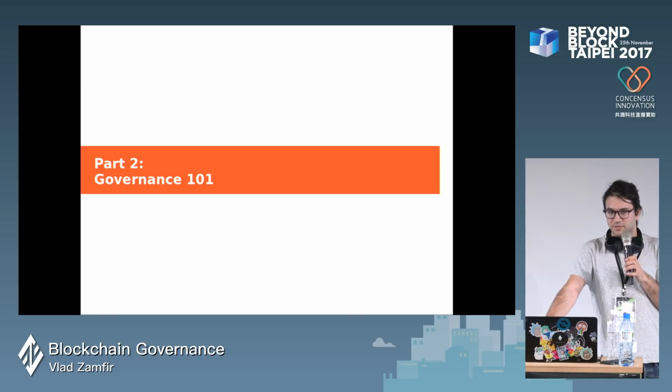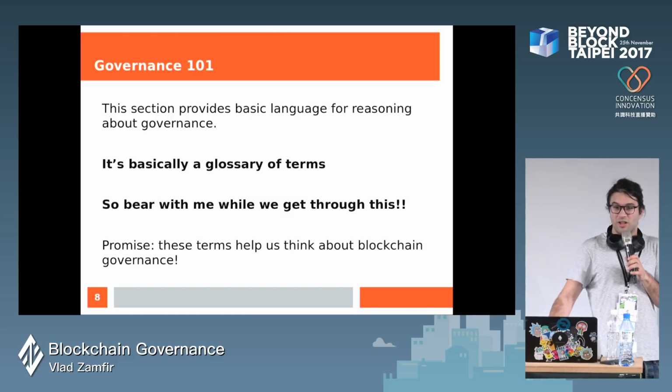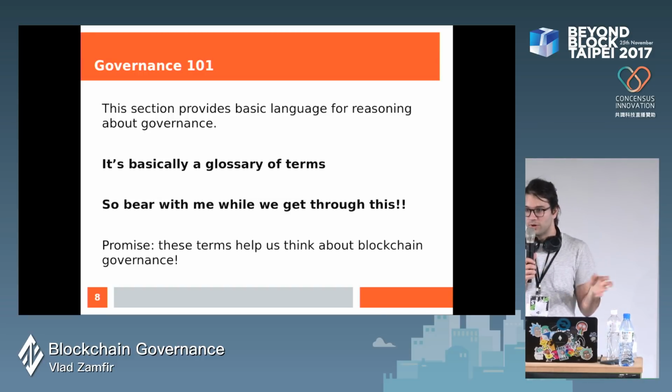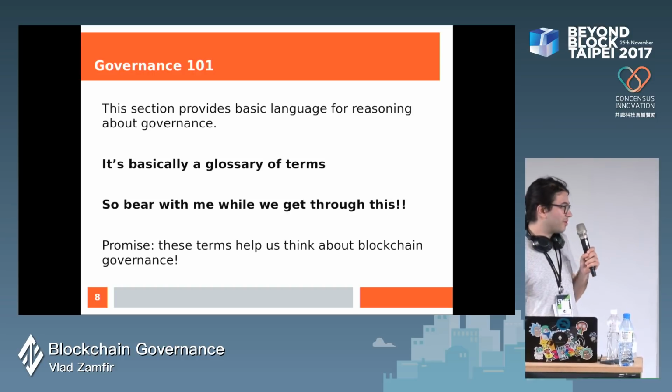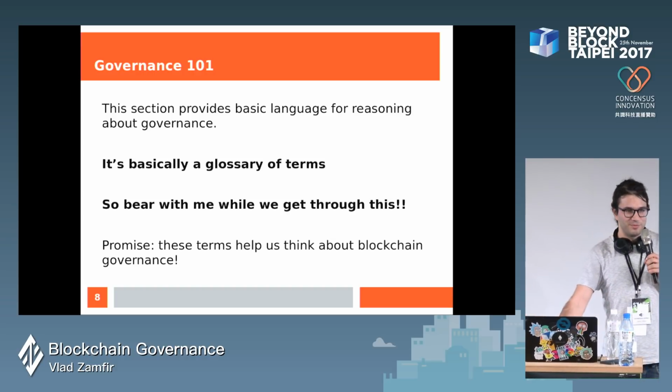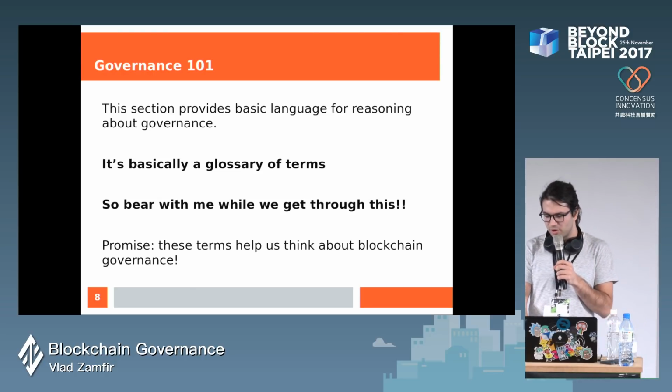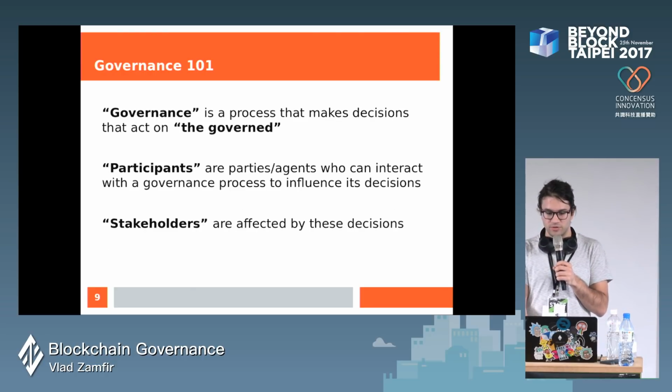So part 2 is going to be a glossary of terms. I'm going to go through a whole bunch of different terms which I promise will be useful for talking about governance. It's kind of long. It's going to be most of my talk. So bear through it, because it's totally going to be worth it, and all these terms should be useful for thinking about governance, not just in the blockchain space, but more generally.